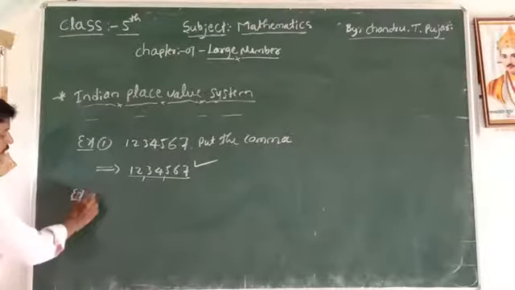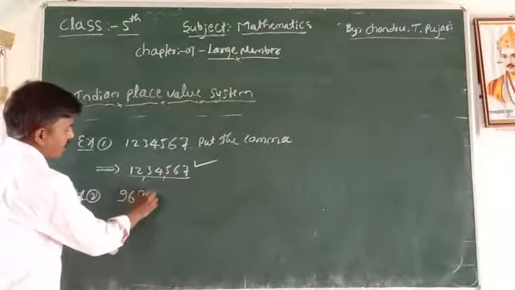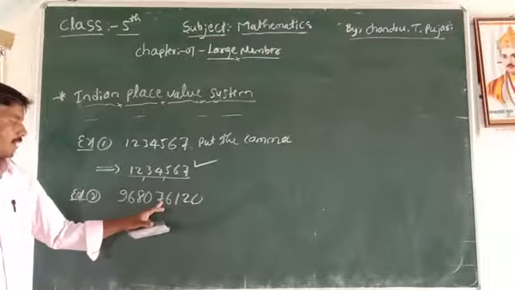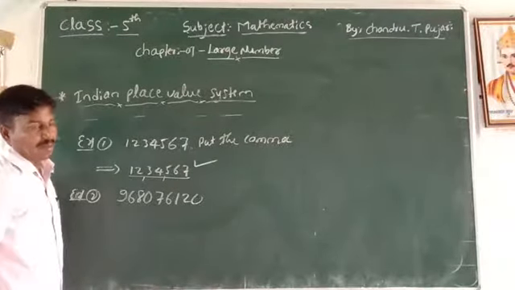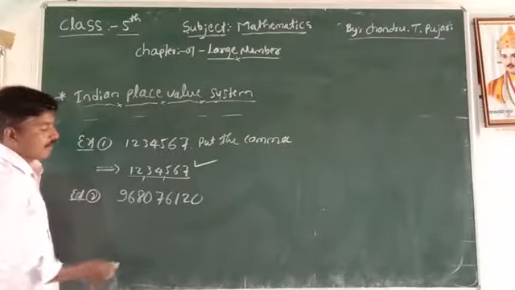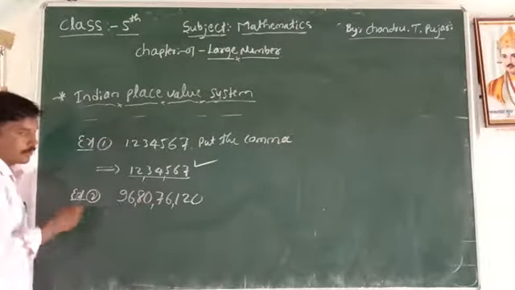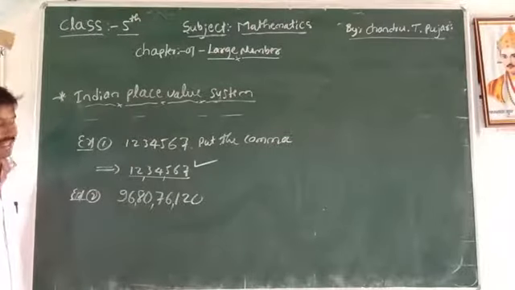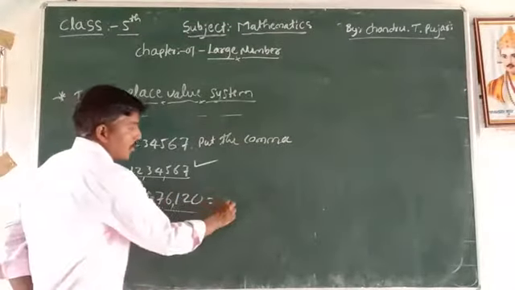Example number 2: 9680761012 (sic). This is a 9 digit number: 1, 2, 3, 4, 5, 6, 7, 8, 9 digit number. You can put the comma. First of all, in the Indian number system, starting with ones, in ones there are 3 places, 3 places and 1 comma. Next, the second period is thousands. In thousands, there are 2 places. Next is lakh, in lakh again 2 places, and the remaining 2 places are the crore period. Therefore, 96 crore, 80 lakh, 76,120. You can also write this number in words. Practice at home.